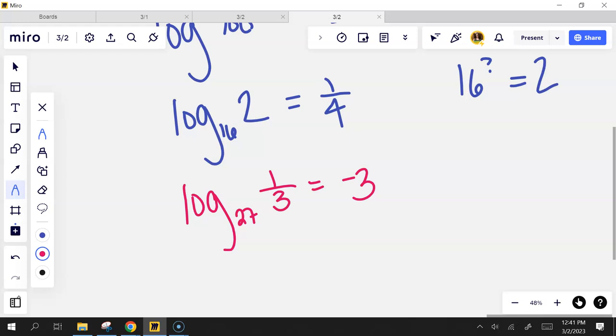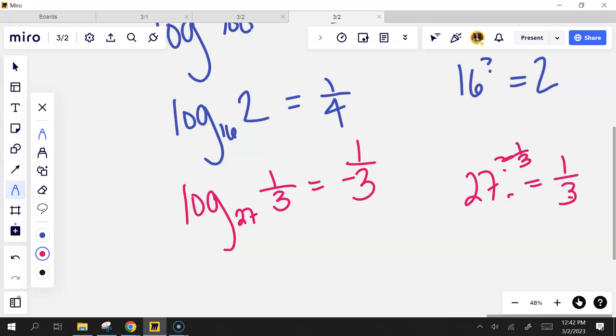So we're going, 27 to the what power gives me 1/3? I know it's got to flip. That's my clue that it needs to be a negative, so I know it's going to be negative something. Now, how am I going to get 27 to be 3? It's negative 1/3.